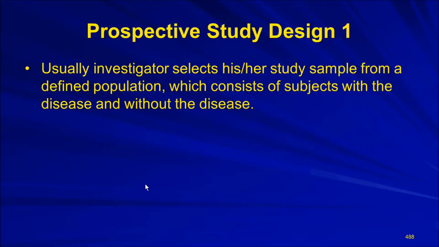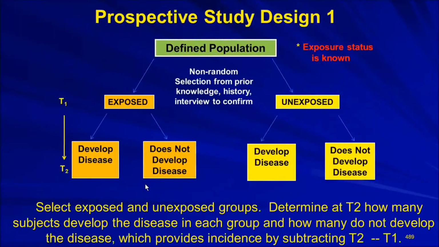A prospective study design, design 1. Usually the investigator selects his or her study sample from a defined population which consists of subjects with and without the disease. Okay? And I want to show you this, and here is how that study design looks. Let me go over this with you.